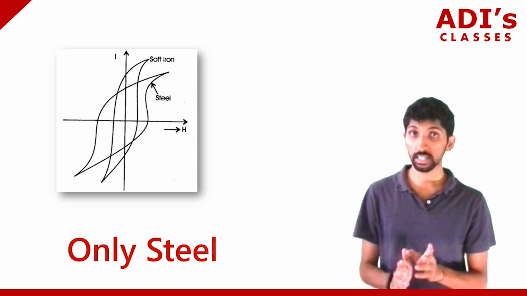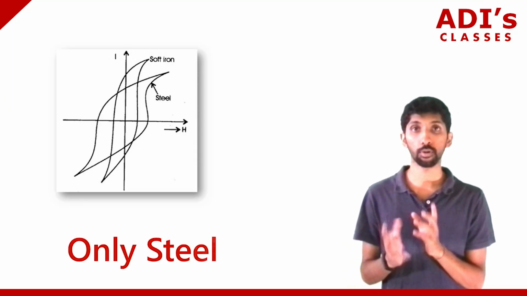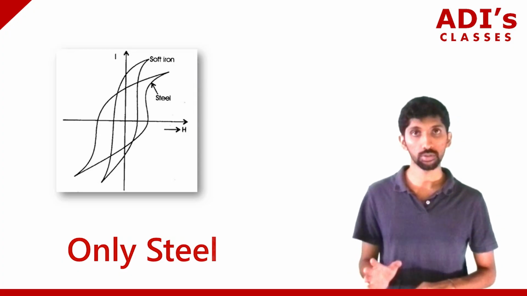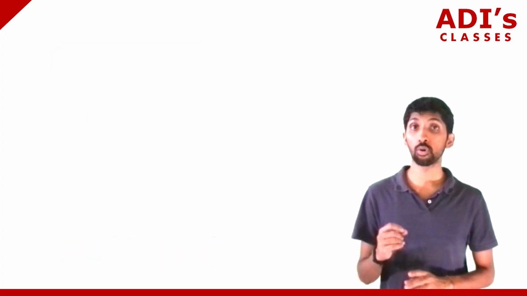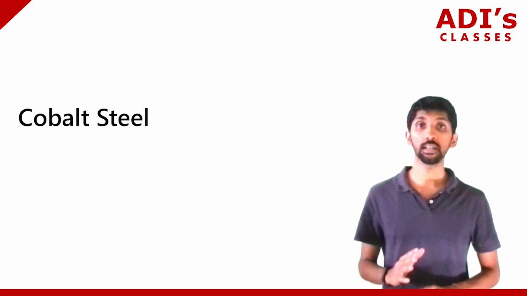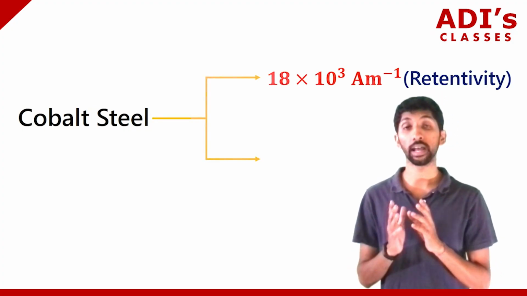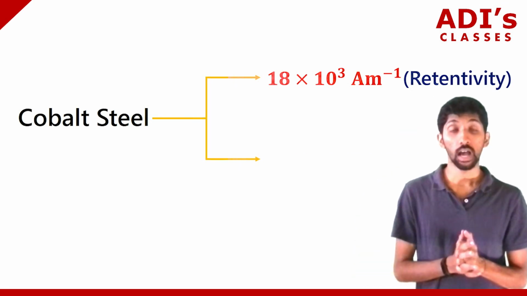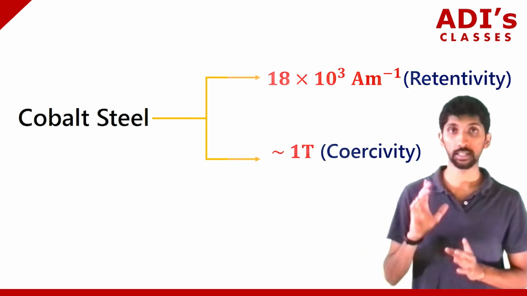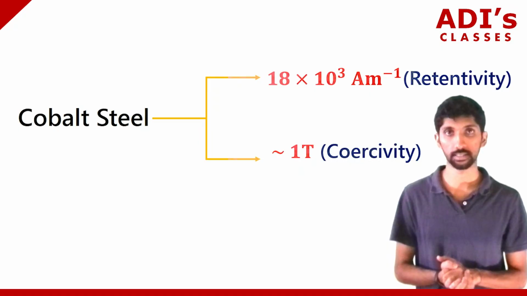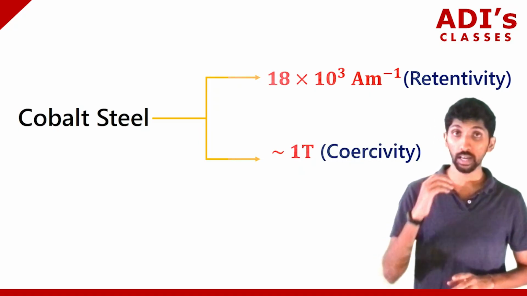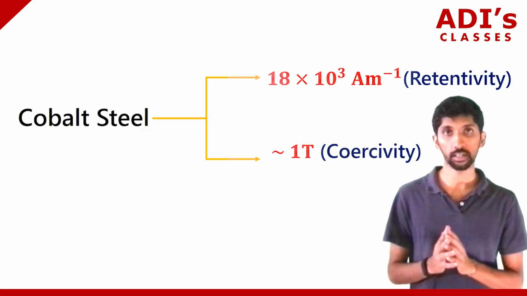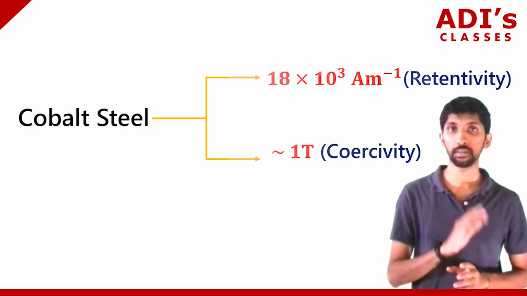Now, steel has this type of property. That's why most of the time steel is used to make permanent magnets, especially cobalt steel. Cobalt steel has a retentivity of about 18 × 10^3 ampere per meter, and a coercivity of almost 1 Tesla. So it has very high retentivity and very high coercivity. So this is a very good material to make a permanent magnet.